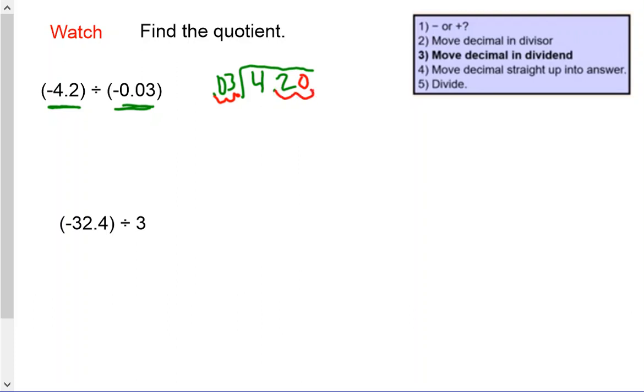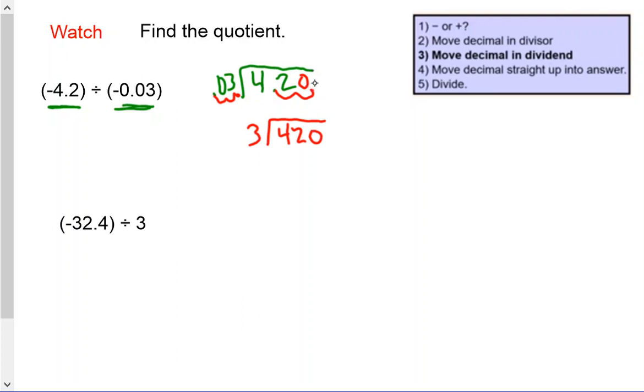Now, the first few times you're going to have to practice with these squigglies, but then as we go through it, it will make more sense to you. You won't have to use those squigglies, but as you do that, it will help you rewrite your problem so it looks a little cleaner and is easier to follow. So now we have 3 and then 420.